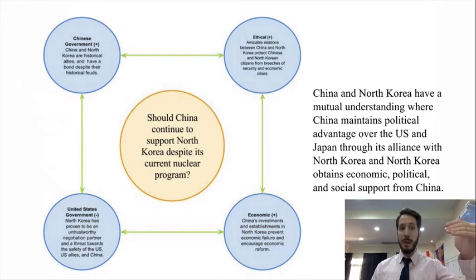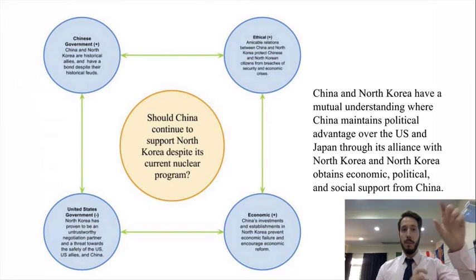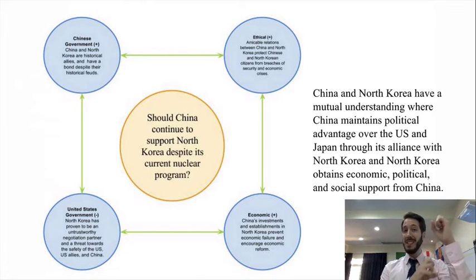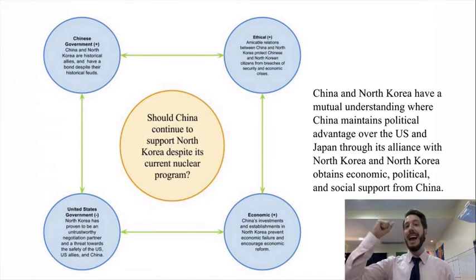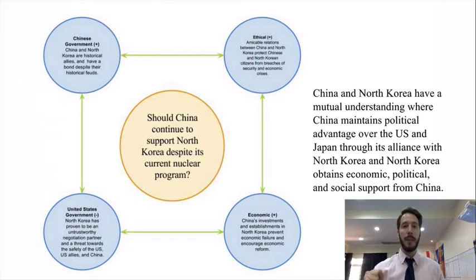The Chinese government, so that's your political, the United States government, which is also political, and by the way, the Chinese and US governments are different stakeholder groups, so even though they're similar lenses, they took it from 2 stakeholder group positions, an ethical lens and an economic lens. So you can see the 4 different aspects they're looking at it from.